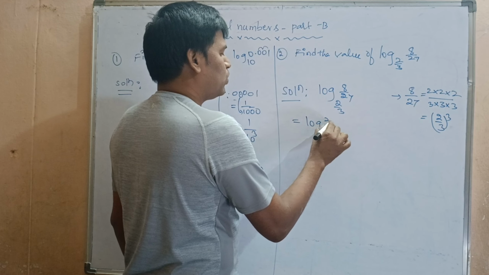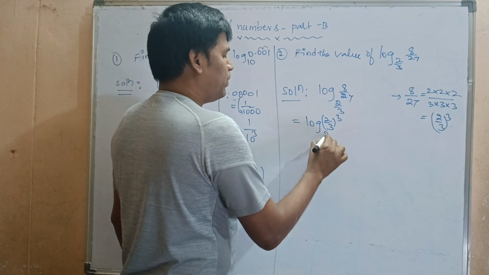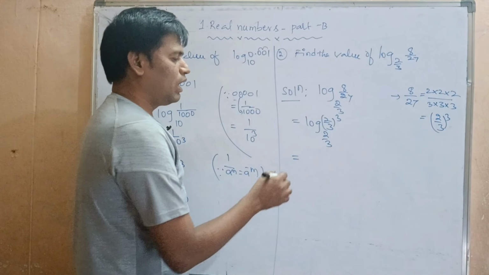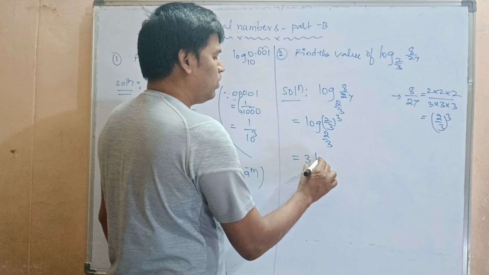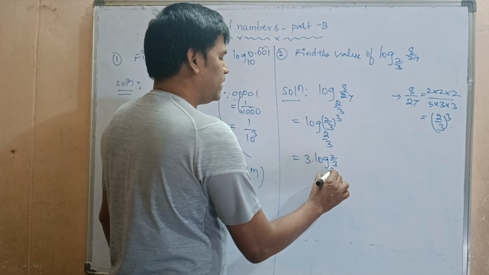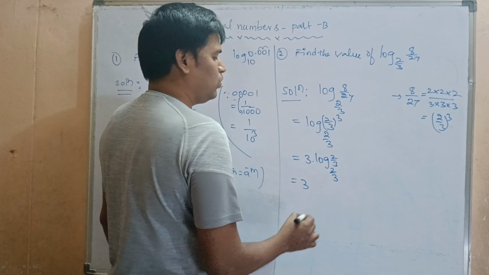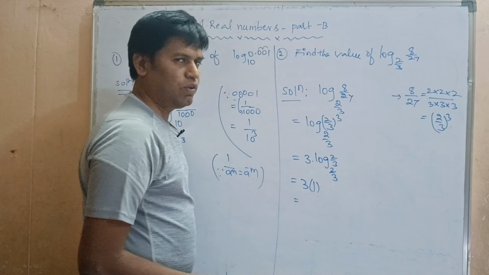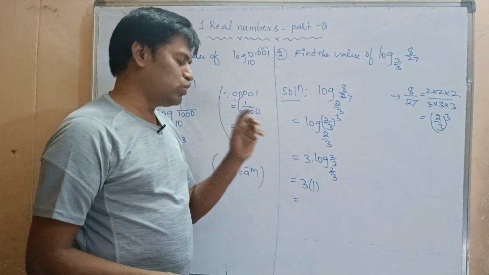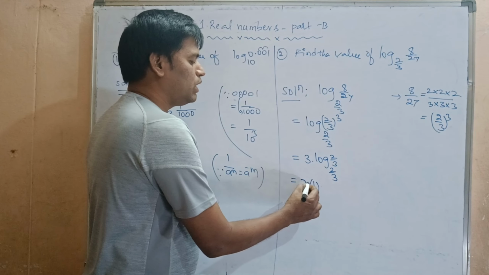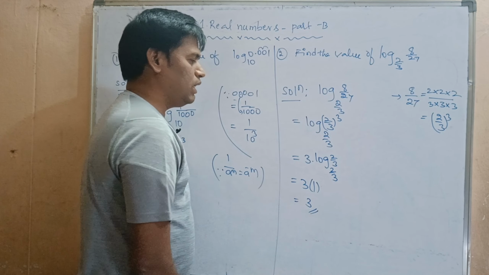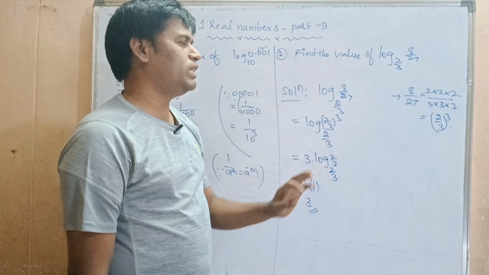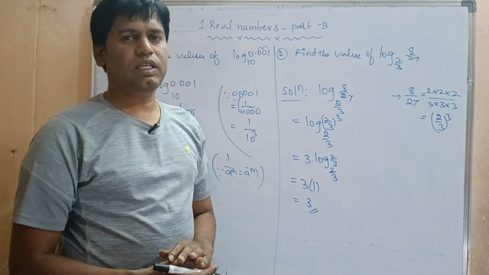Log (2/3) whole cube, base 2/3. Here you can observe it is in the form of log a power of m. Log a power of m is equal to m log a. So it becomes 3 into log 2/3 base 2/3. This is of the form log a base a, and log a base a is equal to 1 only. In place of log 2/3 base 2/3, I am taking 1. Again 3 into 1 is 3. That is your answer. The value of log 8/27 base 2/3 is 3 only.